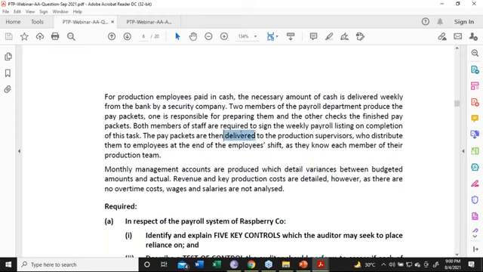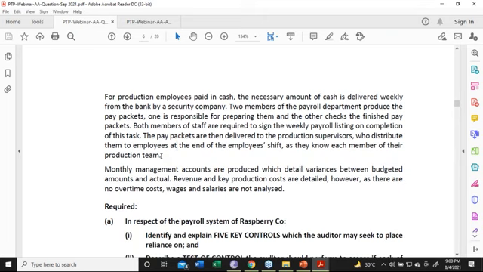The pay packets are then delivered to the production supervisor, who distributes them to employees at the end of the shift, as they know each member of their production team. So there is no indication that the production supervisor checks any kind of ID or clock card. He just delivers the pay packets. So there is a possibility he might pay someone unnecessarily, or the pay packet of one could be given to another. So this is the deficiency here.